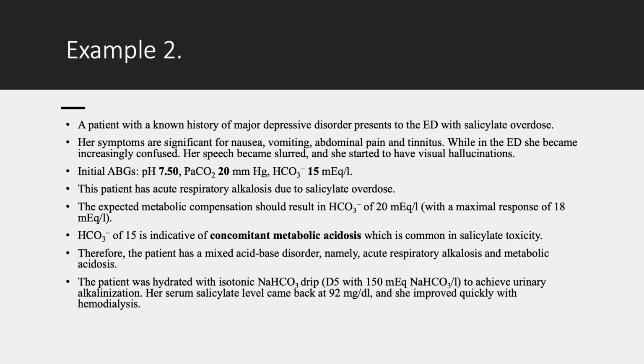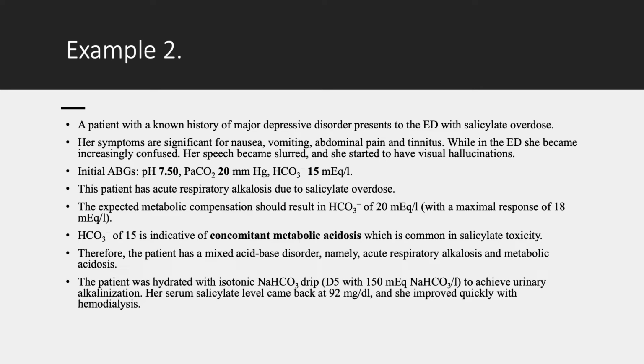Let's see. Now the PaCO2 dropped from 40 to 20, so it dropped by 20. And for each 10, the bicarbonate should drop by 2. So the bicarbonate should drop by a total of 4. So 24 minus 4 is 20. Now the bicarbonate here is 15. So it is lower than expected. And a bicarbonate of 15 indicates concomitant metabolic acidosis. And like we said before, metabolic acidosis associated with respiratory alkalosis is very common in salicylate overdose. So this patient has a mixed acid-base disorder.